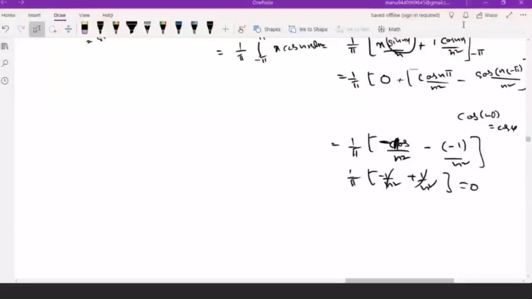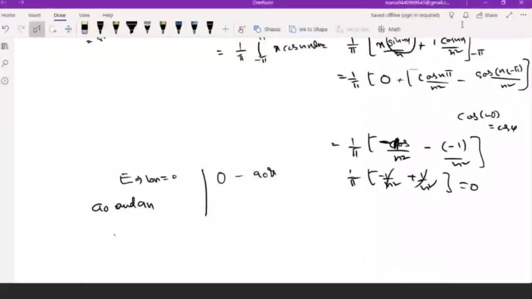What is our property? If the function is even, we have to find the a naught and an value, and directly we write bn equal to 0. If the function is odd, we write a naught and an are 0, and we just have to find the bn value. So is it okay?